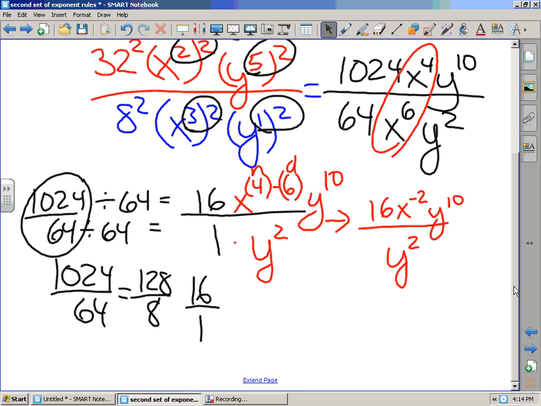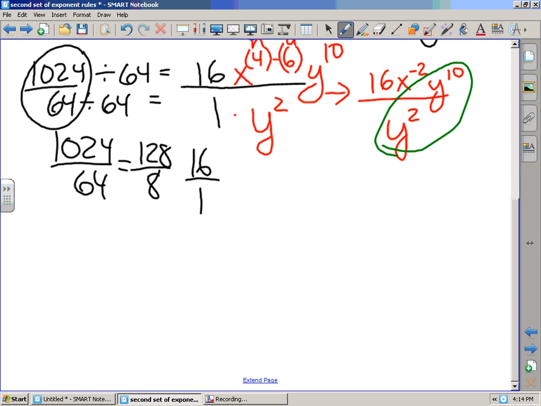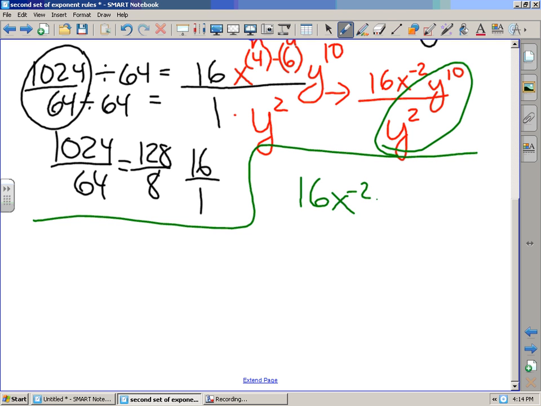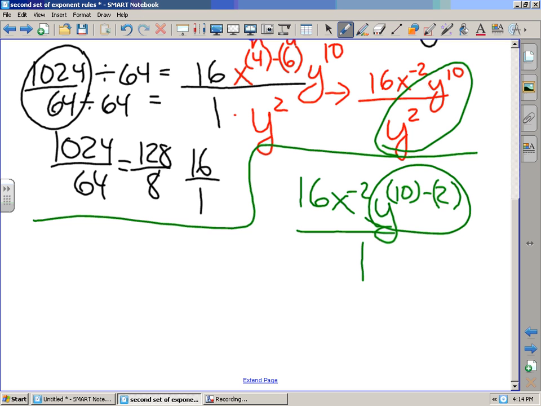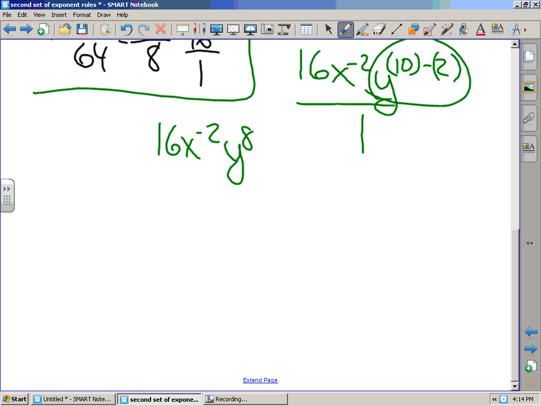Once again, I can use the rule: when the bases are the same and you have a fraction, subtraction better be your action. So I'm going to start down here, 16x to the negative second, y to the 10th minus 2. Once again, the result of the subtraction problem goes in the numerator. So we're left with 16x to the negative second, y to the 8th. And then I'm going to knock this over the fraction bar. Negative exponents leave a scar, so you knock them over that fraction bar.